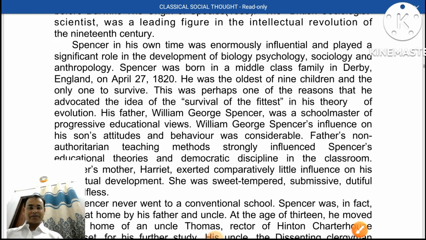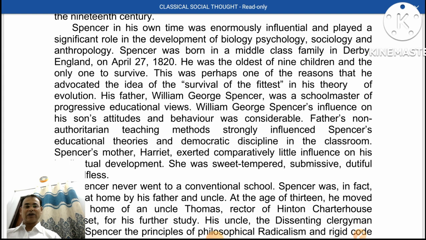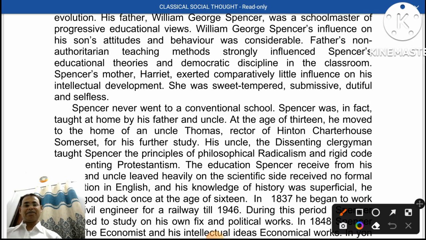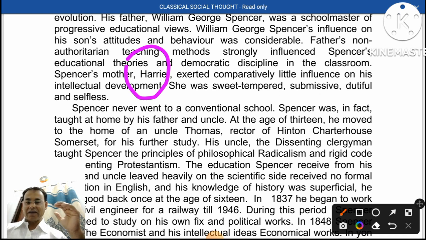His father William George Spencer was a schoolmaster of progressive educational views. William George Spencer's influence on his son's attitude and behavior was considerable. Father's non-authoritarian teaching method strongly influenced Spencer's educational theories and democratic discipline in the classroom. Spencer's mother, Harriet, exerted comparatively little influence on his intellectual development. She was sweet-tempered, submissive, dutiful, and selfless.